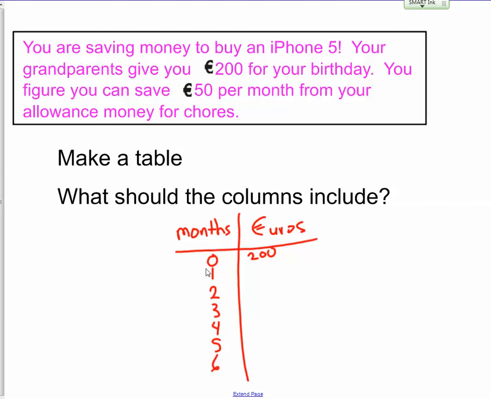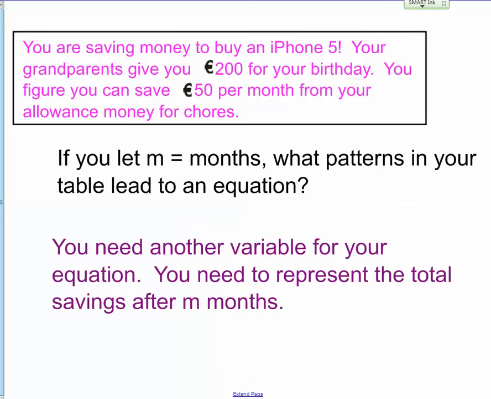You guys all did this at your desk. At 0 months, Jabari had €200. At 1 month, it's €250. At 2 months, it's 300. At 3 months, it's 350. So we just counted by 50s. So at the end of 6 months, Jabari had €500. And you all had that on your table at your desk.